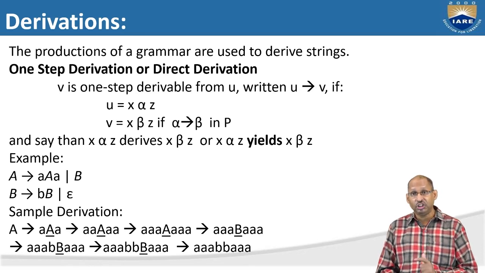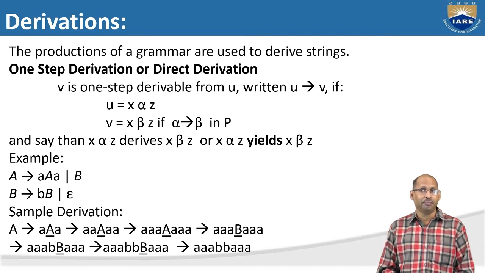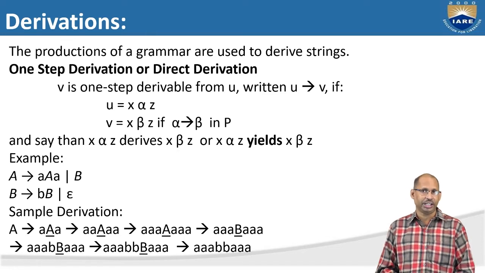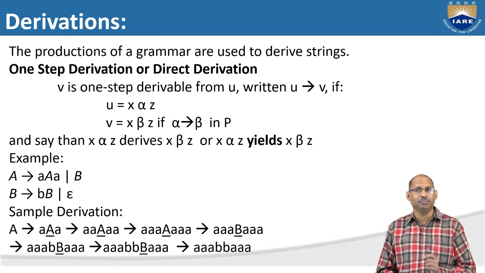Applying production number 3. Once again we apply the same production number 3, so once again we are applying B, capital B. Then we replace capital B with epsilon, so that the final resultant string consists only of terminal symbols. What are the terminal symbols? 3 A's followed by 2 B's followed by 3 A's. So this is a simple derivation.